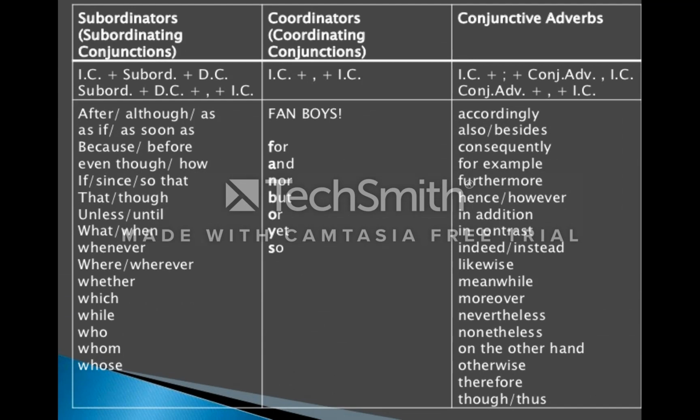Here you may have a list of the subordinators, coordinators, or conjunctive adverbs that you may refer to if you want to combine independent clauses or dependent clauses to make up a compound complex sentence.